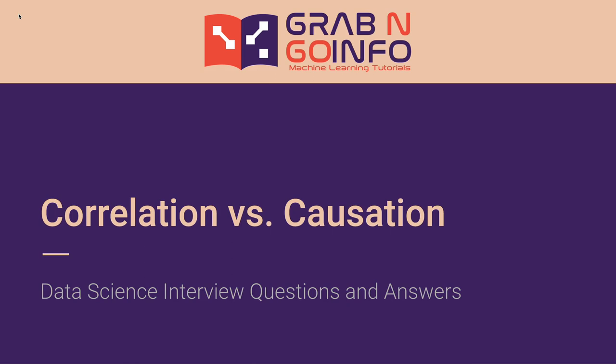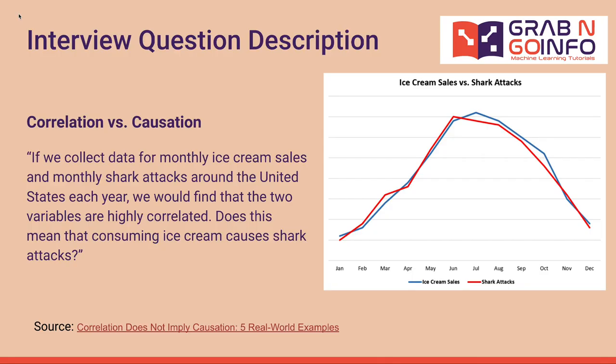Let's get started. The interview question of correlation versus causation is usually asked with a specific example. For instance, the interviewer may ask, if we collect data for monthly ice cream sales and monthly shark attacks around the United States each year, we would find that the two variables are highly correlated. Does this mean that consuming ice cream causes shark attacks?